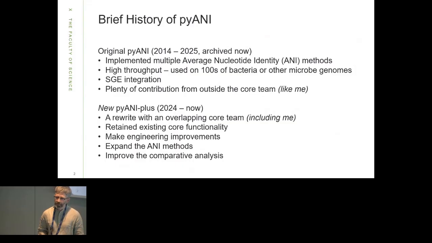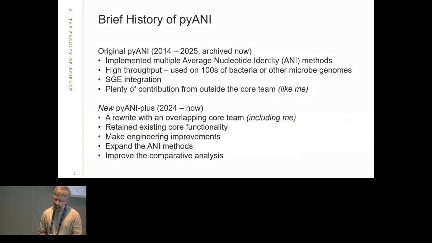So average nucleotide identity is used to compare microbial genomes, particularly bacteria. It's an embarrassingly parallel problem because you compare each pair of genomes independently of the others. So naturally, you're going to want to run this on a cluster once you get up to size.